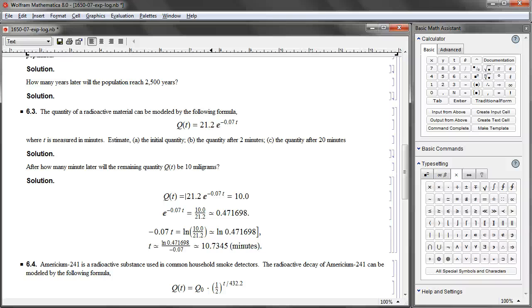So here it is. 21.2 times exponential is equal to 10.0. All we have to do is solve for exponential first, as we have over here, and take the log of both sides, and exponential and log will cancel each other on the left hand side. On the right hand side we have a logarithm of that number, and then divide away negative 0.07 and run your calculator, and you're going to get something like 10.73 minutes, and that's the estimated time.